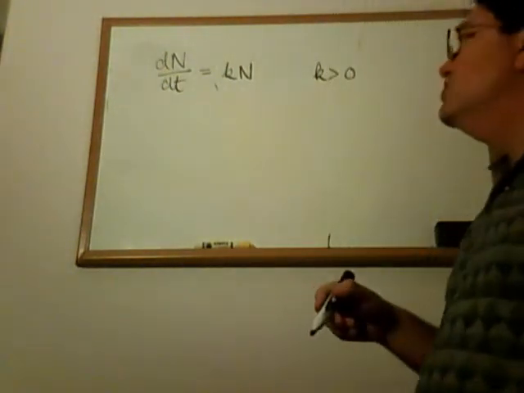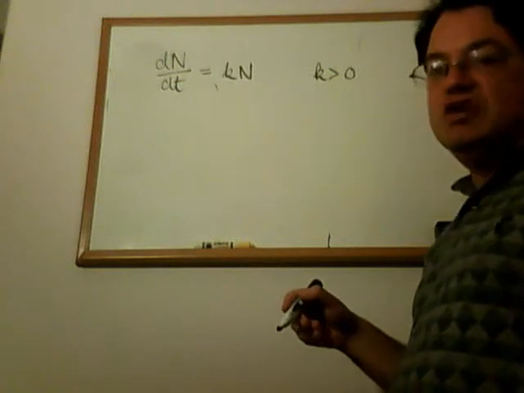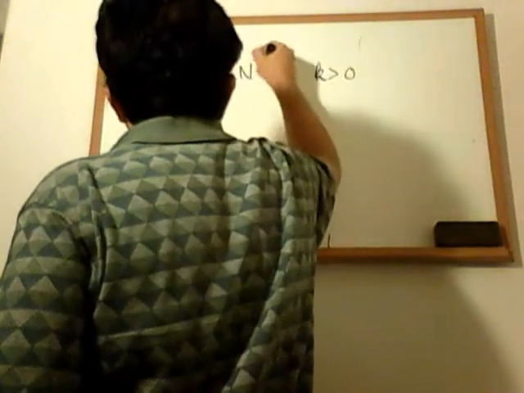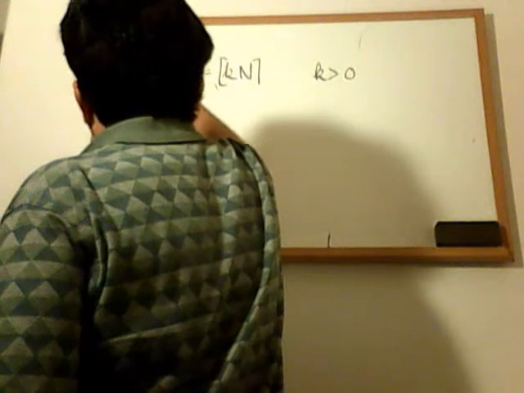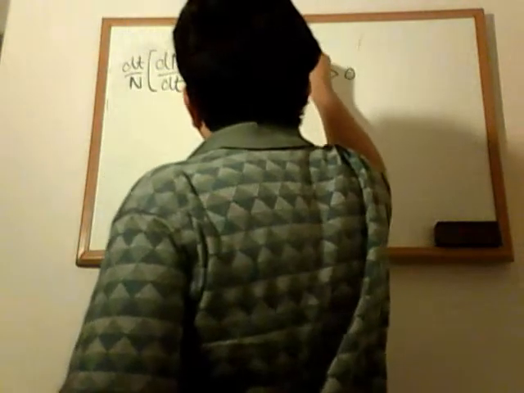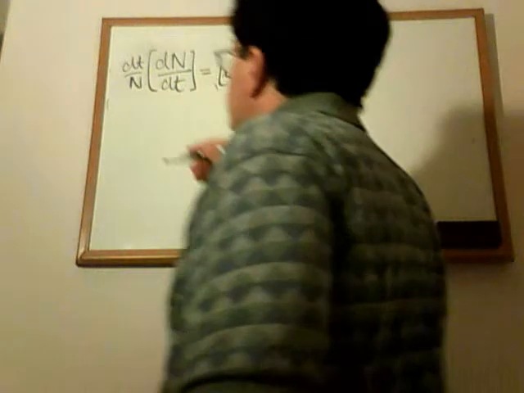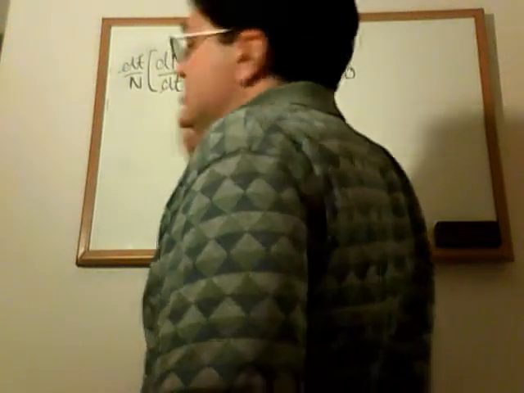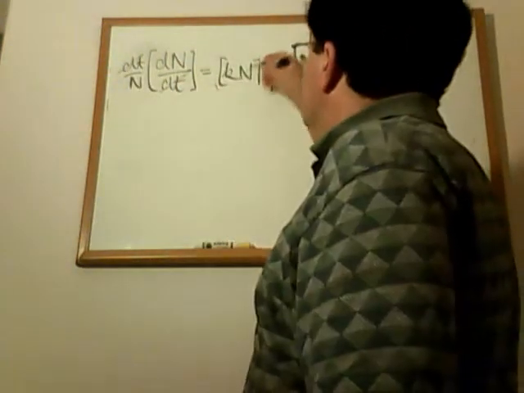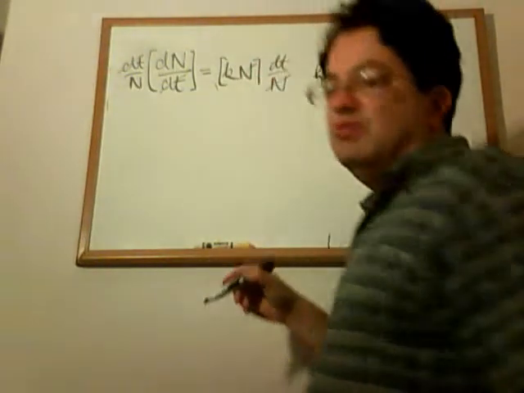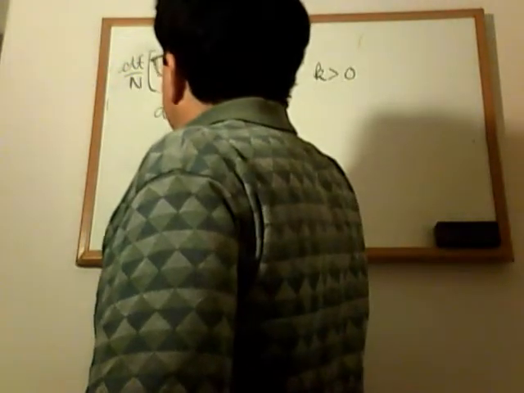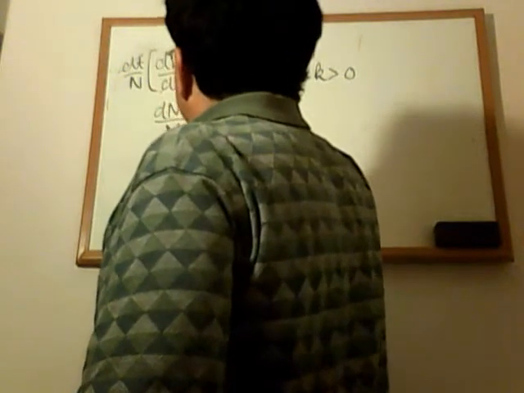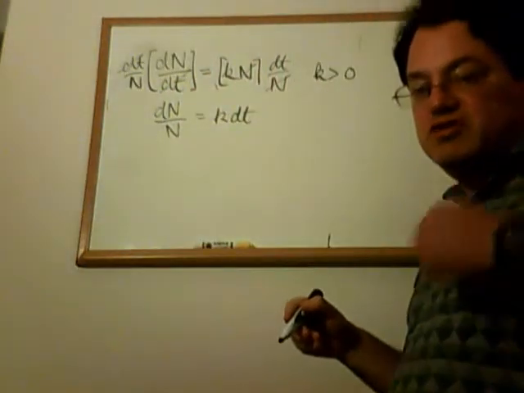Okay. So how do we solve this equation? Well, we solve it the same way we solved the other differential equation. We separate the variables. So in this case, we multiply both sides by dt over N. And as you see, we have cancellation again. The dt's cancel on the left side, the N's cancel on the right side. And what we're left with is dN over N equals k dt. Okay?